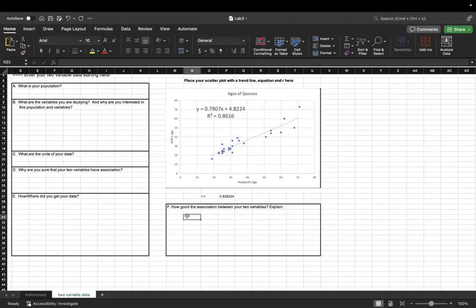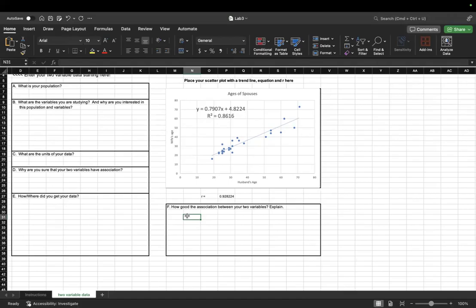How good is the associate... man, that is a terrible question. It's the gold question and it's missing a word. How good is the association between your two variables? I want you to reference your R value and what it means. I would probably say something like, my R value is 0.928, which is a moderately strong positive linear relation. There you go. Or just, it is a strong positive linear relation.